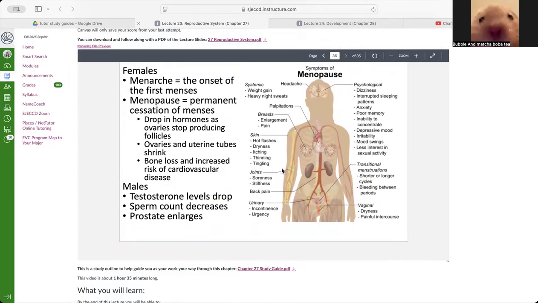With aging, ovaries stop making follicles, there's a drop in hormones, there are no more normal levels of estrogen and progesterone, and that causes the ovaries and uterine tubes to shrink and get smaller. And there's an increase in bone loss.